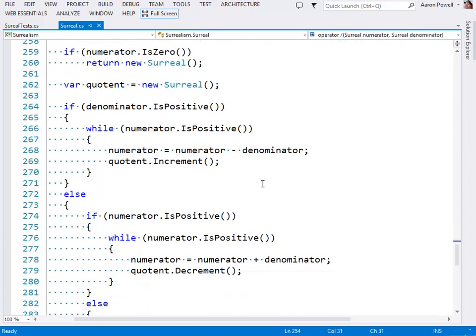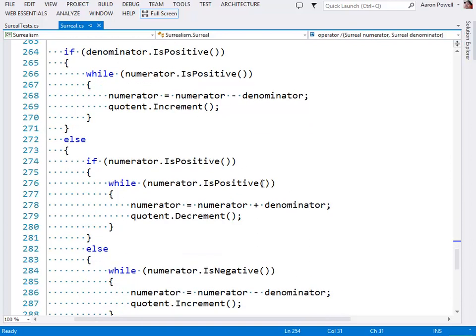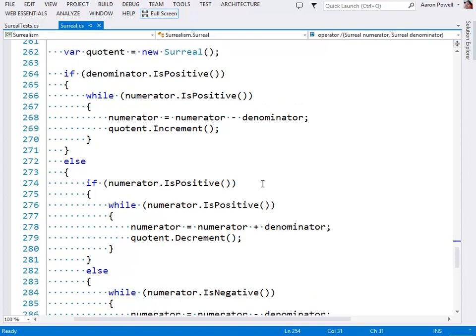Okay, so while the denominator is a positive value and the numerator is still a positive value, we subtract the denominator from the numerator and we increment the Q word. As soon as we hit 0, that's when we bail out. Whatever we have left over on the numerator, that's our remainder value. I think this has actually got a bug in it. I'm not dealing with remainders particularly well.